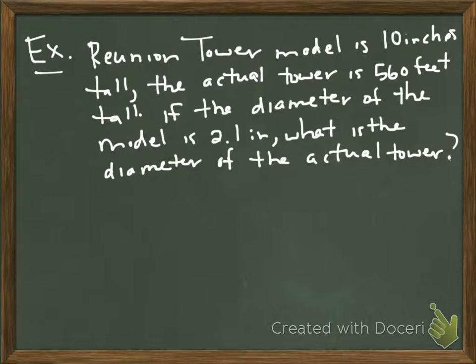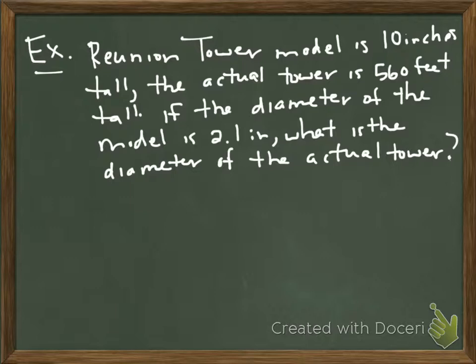This example actually comes out of your textbook. It says the Reunion Tower model is 10 inches tall. The actual tower is 560 feet tall. If the diameter of the model is 2.1 inches, what is the diameter of the actual tower? Okay, so we can simply set up a proportion.